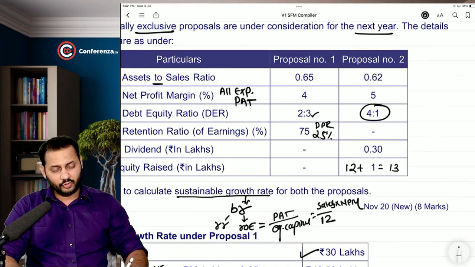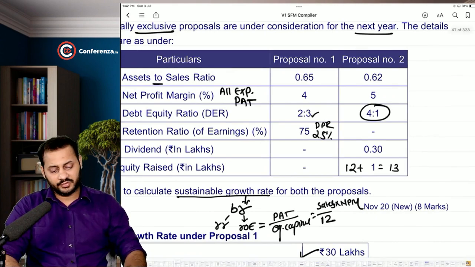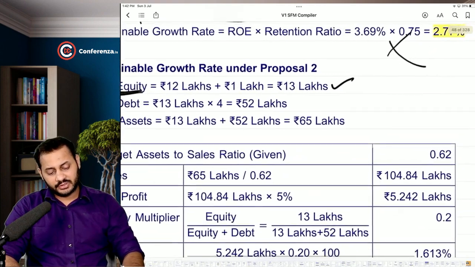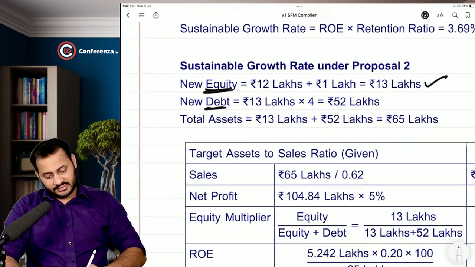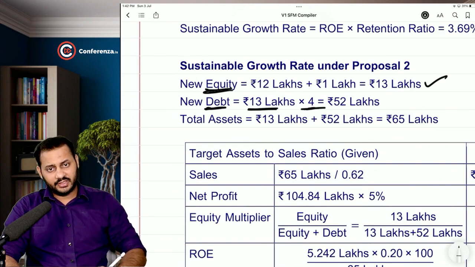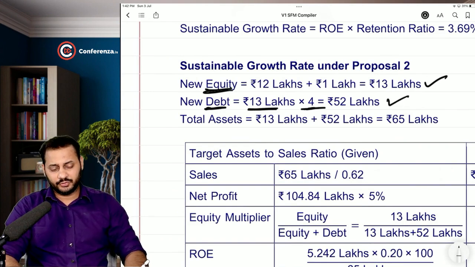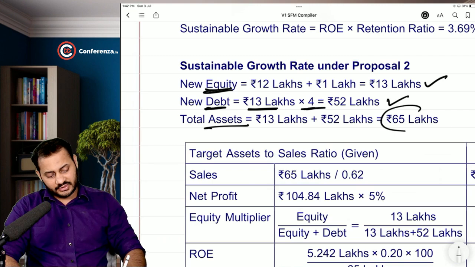That means 4 rupees of debt for 1 rupee of equity. So debt is 4 times the equity. Debt is 4 times the equity, 13 into 4, so it becomes 52. Now total assets becomes 65 lakhs.